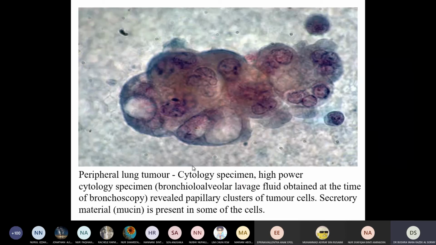You can see this is the cytology of the bronchoalveolar lavage. You can see like a papillary, isn't it? Papillary, and contain the cells. If you see the highly irregular nuclei there, and got mucin. Once we see this kind of cells, we report as malignant, okay, and suggestive of adeno-CA.